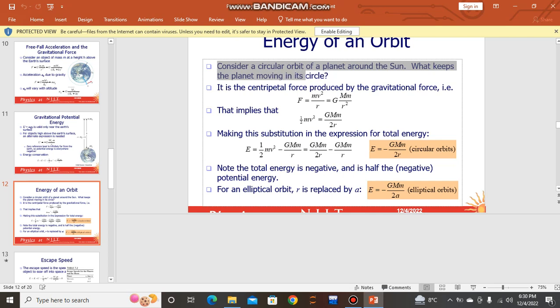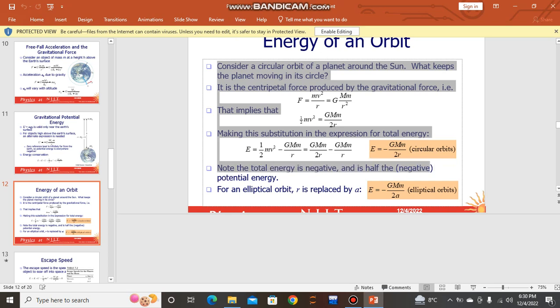What keeps the planet moving in its circle? It is the centripetal force produced by the gravitational force. That implies that, making this substitution in the expression for the total energy, note that the total energy is negative and half of the negative potential energy. For an elliptical orbit, r is replaced by a.